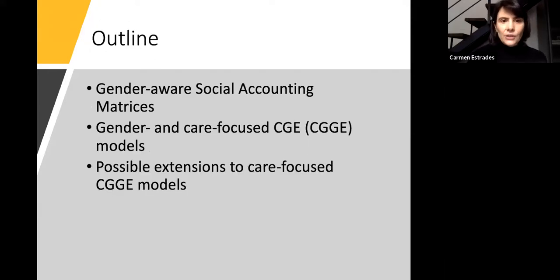So in this presentation, we have a lot of things to present, so I'm not sure I will cover everything. But I will present first which are the features that the social accounting matrix should have in order to account for all of these features. Then I will focus on the available, already developed gender and care focused CGE models, and then present some possible extensions to care focused CGE models.